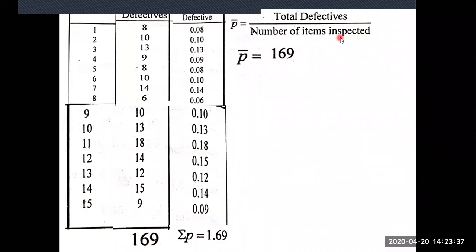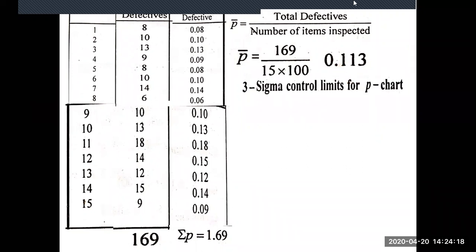Number of items inspected, the total number of items. Let us consider: sample 1 has how many items? 100. Sample 2 has 100. Sample 15 also 100. Samples are 15, and each sample has 100 items. Therefore, the number of items inspected is 15 into 100, that means 1500. If you simplify, 169 by 1500 gives 0.113. So P bar is equal to 0.113.